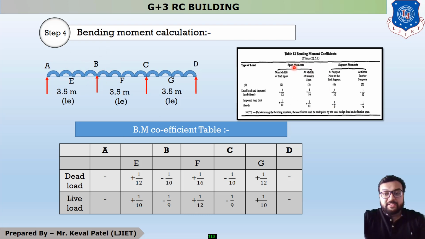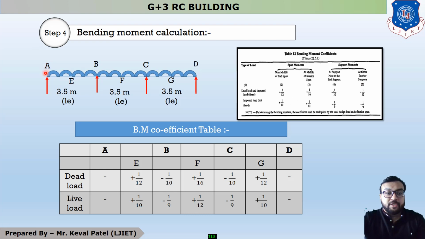So over here there are two moment coefficients. First one is span moment and second one is support moment. Okay. So your B is support, so we have to refer to this table. Now, in support moment, there are two cases. First one is at support next to the end support, and second one is other interior support.